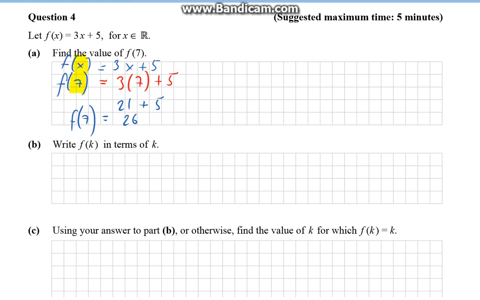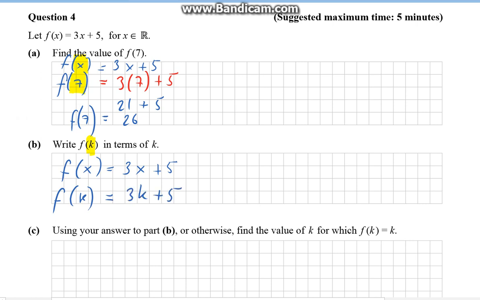Don't forget that f of x actually means y. So if we had to write that as a coordinate, the x was 7 and the f of x, which means y, was 26. If they asked you to write it as a coordinate, but they haven't, but just to keep that in mind. Write f of k in terms of k. Okay, so we can see that the k is replacing the x. So if I write f of x equals 3x plus 5, now I'm going to do f of k, so anytime I see x I'm going to just write k, and that will give me 3k plus 5, which is very simple.